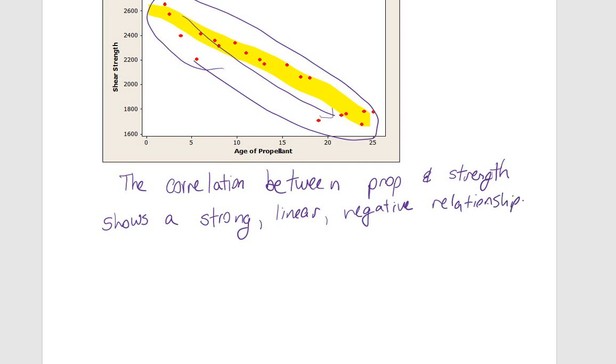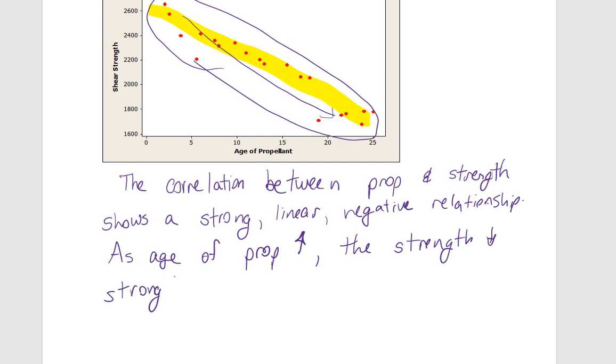Another way that you could word this is you could say, as age of the propellant increases, the strength decreases strongly in a linear way. So that's two ways that you could answer this question, and those would be totally fine. Okay, let's look at the next one.